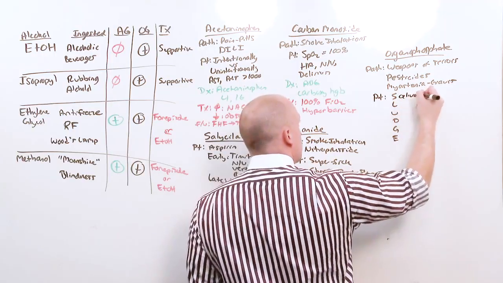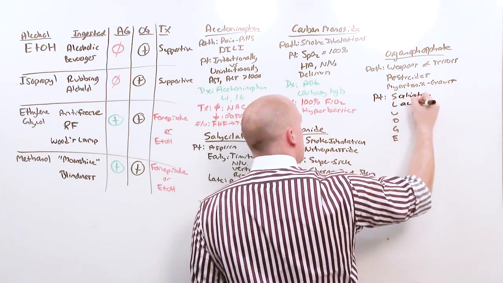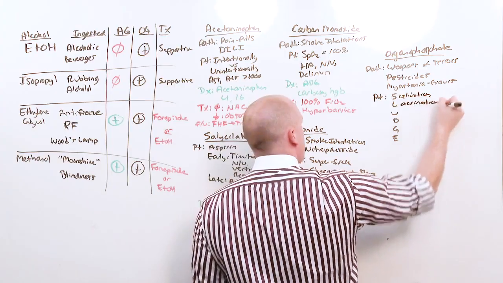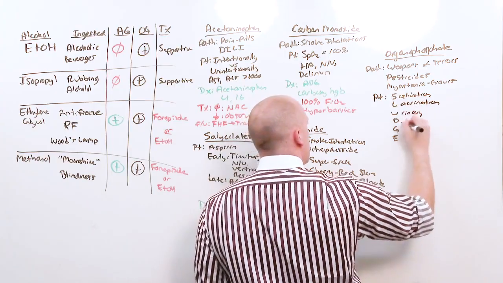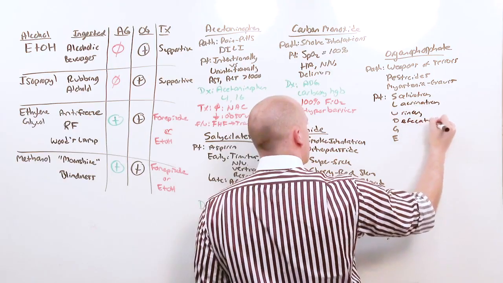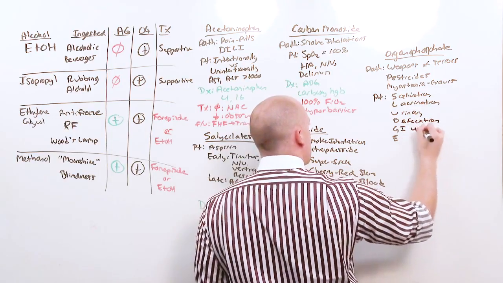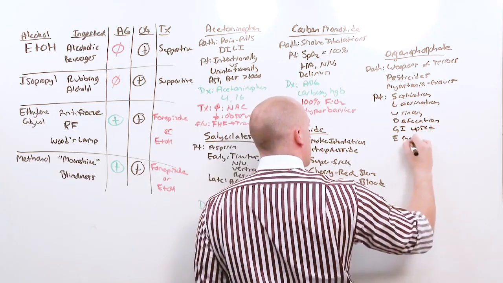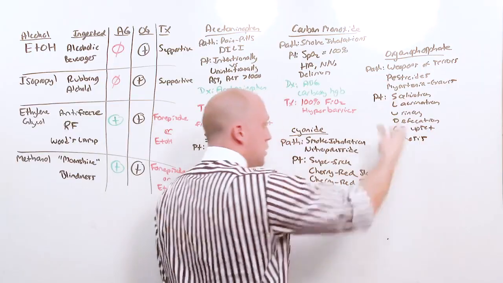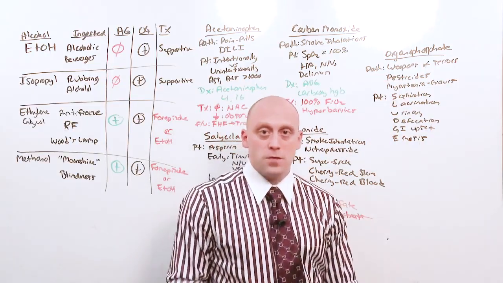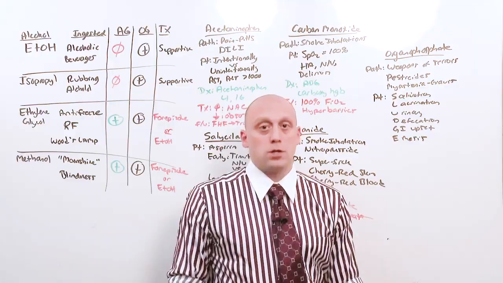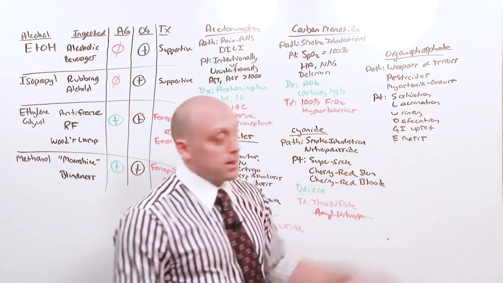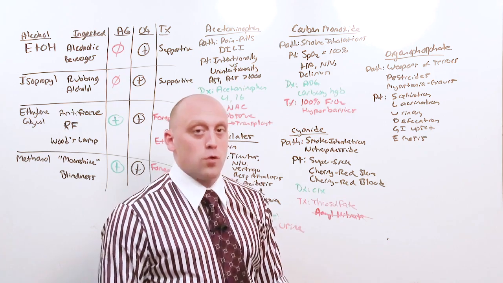That is salivation, lacrimation, urination, defecation, gastrointestinal upset, that's to make the mnemonic work, and emesis. This is primarily the GI stuff that predominates, but you can also get bronchoconstriction if you activate acetylcholine over and over and over again.